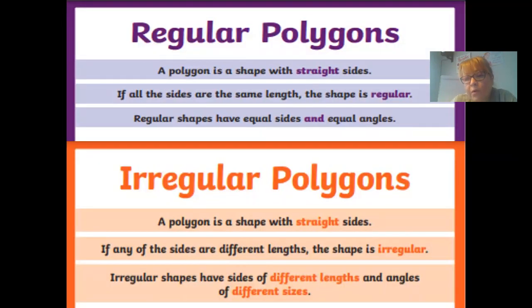So another term I want to introduce to you are regular polygons. So a polygon being a shape with straight sides. If all the sides are the same length, the shape is regular. They have equal sides and equal angles. All right. If they don't have equal sides and equal angles, then they are an irregular polygon. Okay, a polygon being a shape with straight sides.